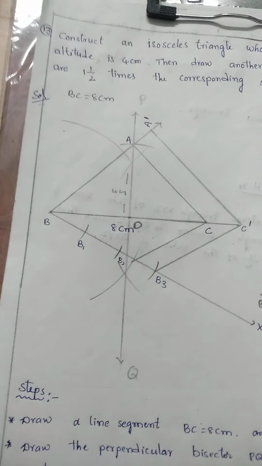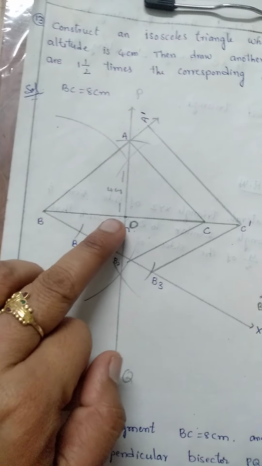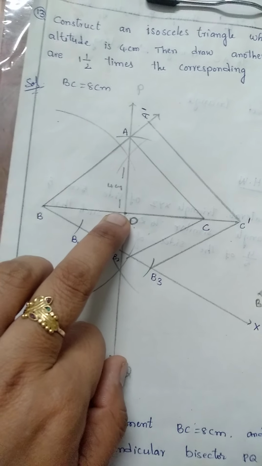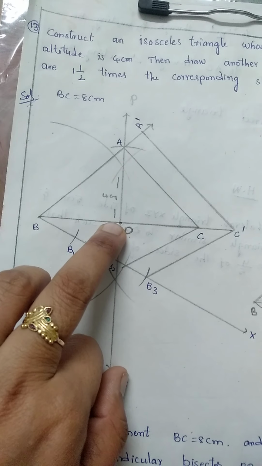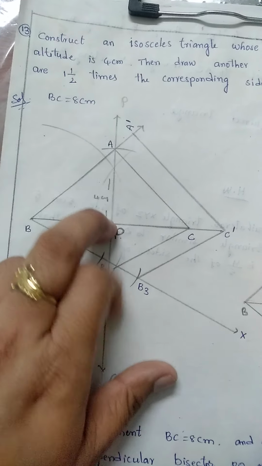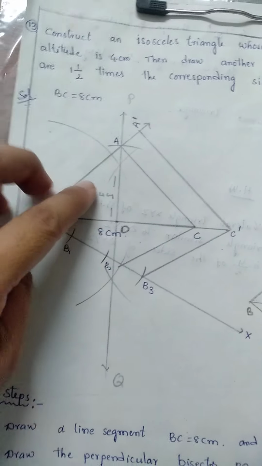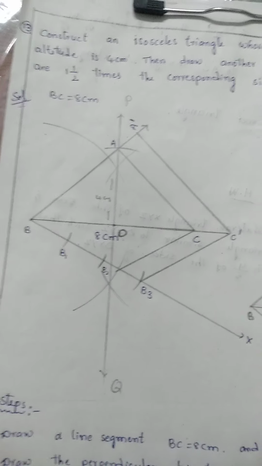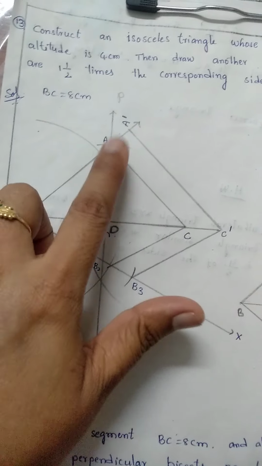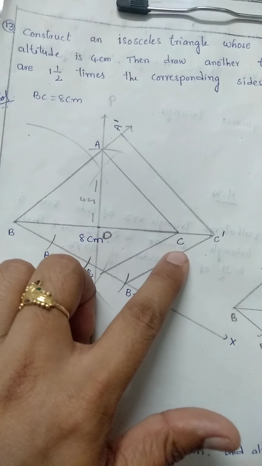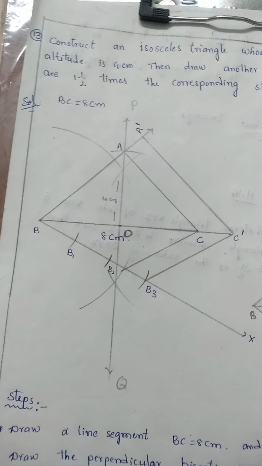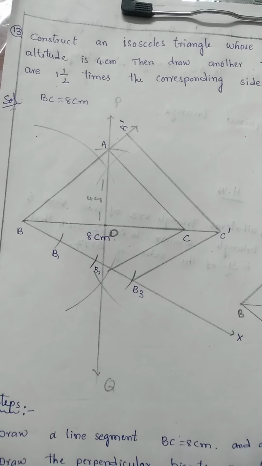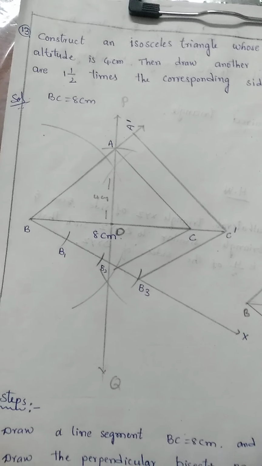Okay, children, next, on the BC line segment the point of intersection is D. Then you have to take the altitude, 4 centimeters, with the center D. Draw one arc, altitude 4 centimeters, up to here, 4 centimeters. Then join A to B and A to C. First you draw the triangle ABC. Okay, children, did you understand that? Okay, good.